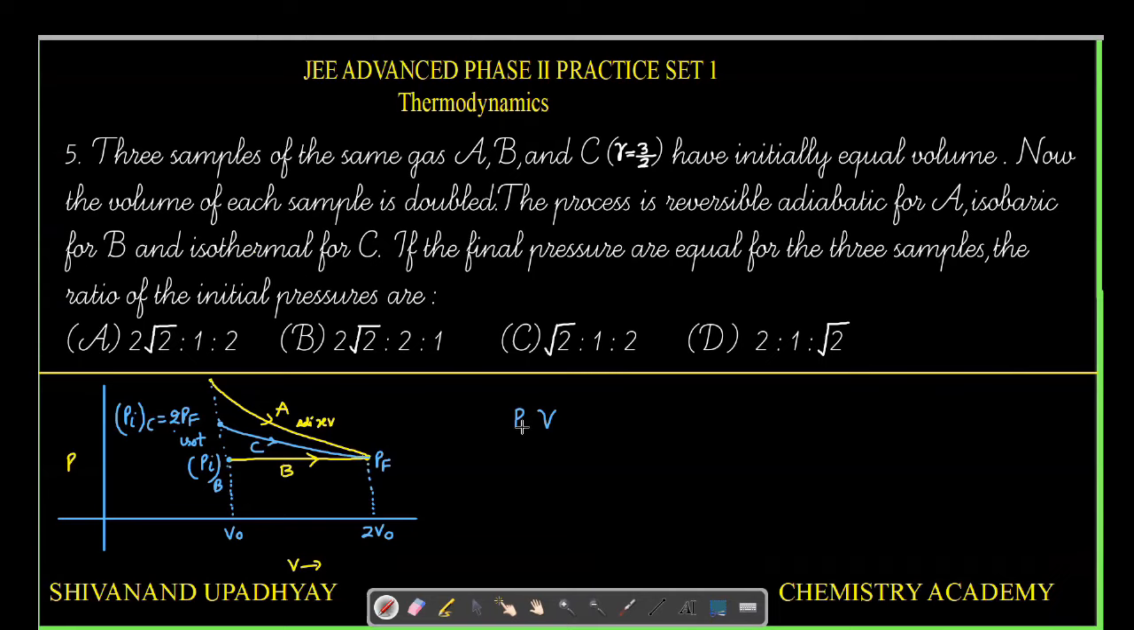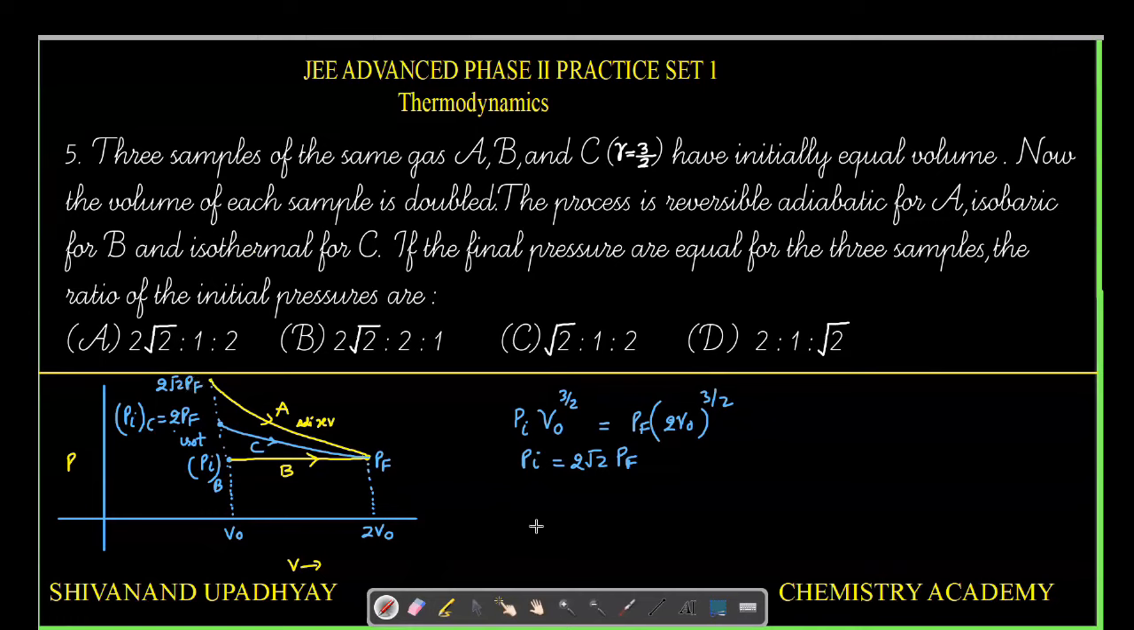Initial pressure I have to calculate. Initial volume is V naught. In case of the A process, since it is adiabatic reversible, I can say that PV to the power gamma is constant, right? So if I simplify this, I'm getting that P initial is equal to 2 root 2 times P final. So this is the value, 2 root 2 times P final.